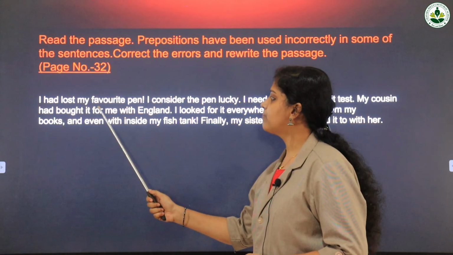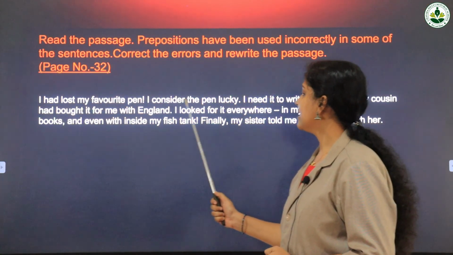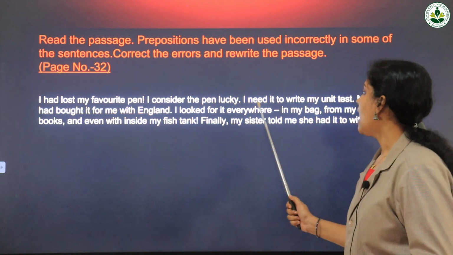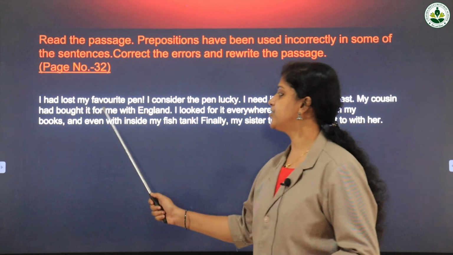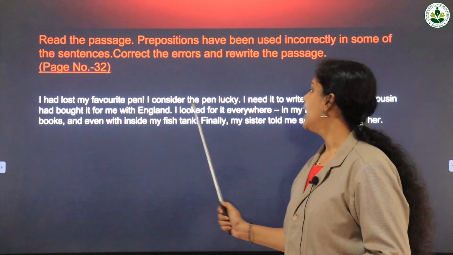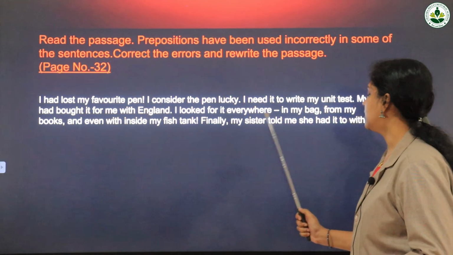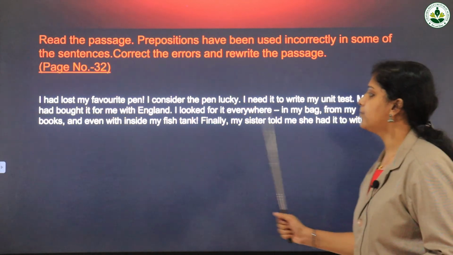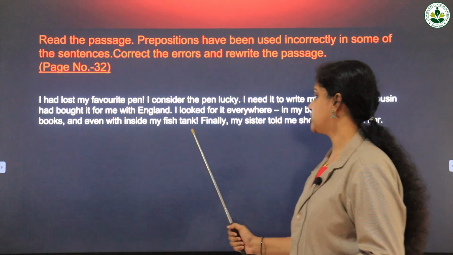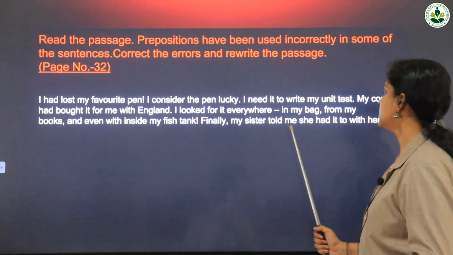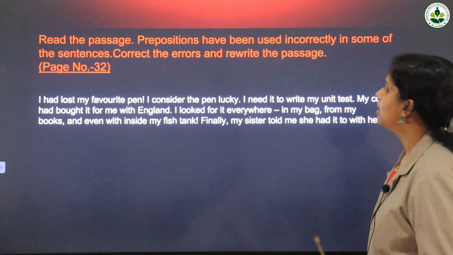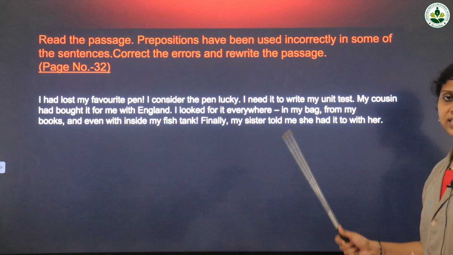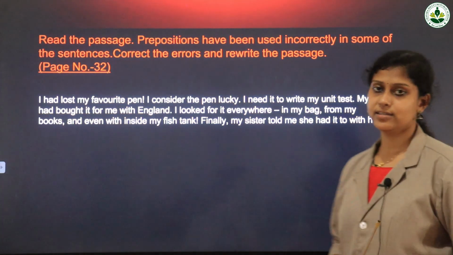I had lost my favorite pen. I consider the pen lucky. I needed to write my unit test. My cousin had bought it for me with England. I looked for it everywhere. In my bag, from my books, and even with inside my fish tank. Finally, my sister told me she had it too with her. Okay, here you have to correct the errors in this passage and rewrite the passage.